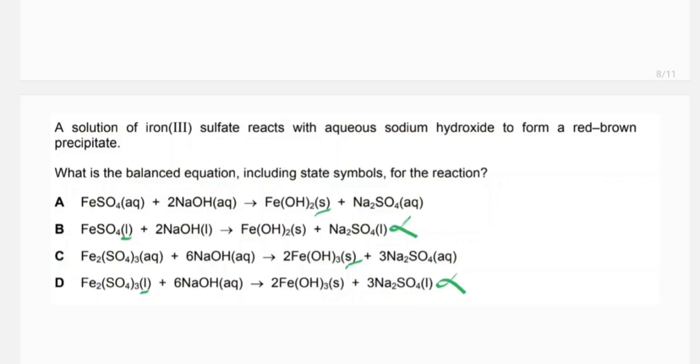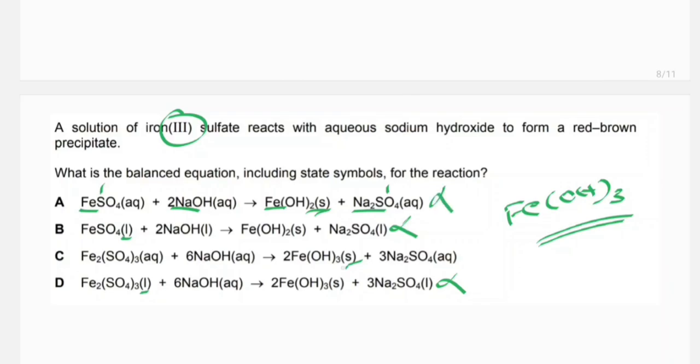So let's look at the balancing of this reaction. So here you could see that there are 2 Na, 1 Fe, 1 Fe, but 2 OH. SO4 is 1, here SO4 is also 1, but iron is +3, so FeOH should be Fe(OH) thrice, because iron is +3, so we can rule out that one, which is correct here, right? So this should be the answer.